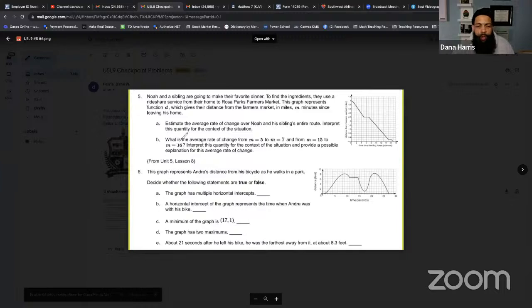When we look at part B, it says, what is the average rate of change from m equals 5, okay, so that's right here, m equals 5, to m equals 7, and from m equals 15 here to m equals 16. Interpret this quantity for the context of the situation and provide a possible explanation for this average rate of change.